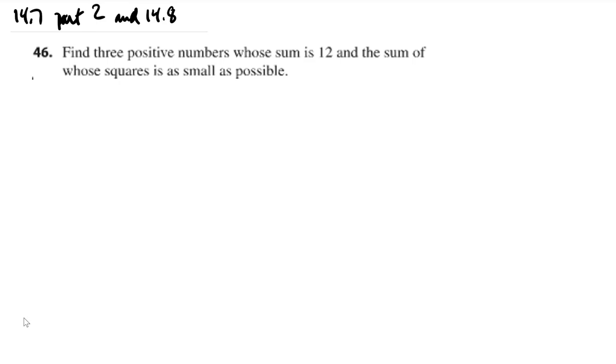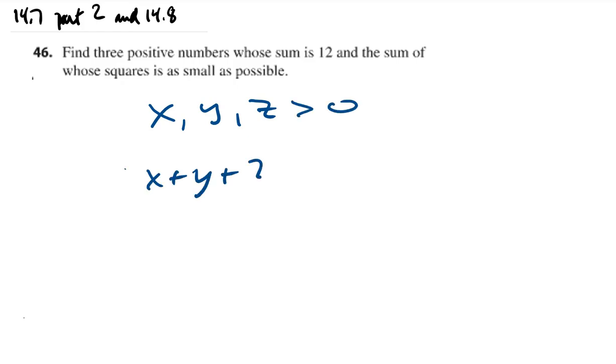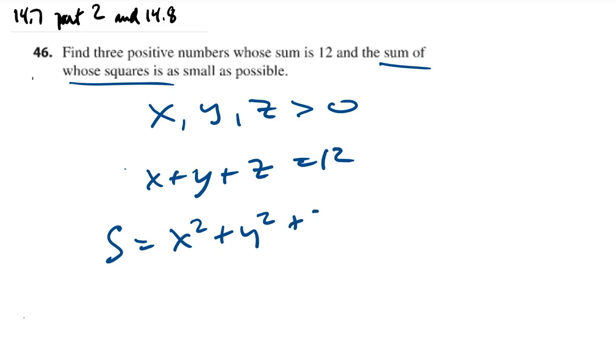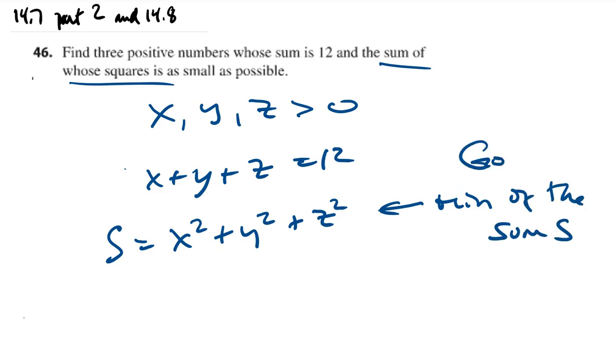So it says find three positive numbers. I'm going to call those x, y, and z. The sum is 12. So these are all greater than 0. The sum is 12. And the sum of whose squares is the smallest possible. So I'm going to call S the sum of the squares, x squared plus y squared plus z squared. So I need to find the minimum of the sum S. This is the goal. Find the minimum of the sum.